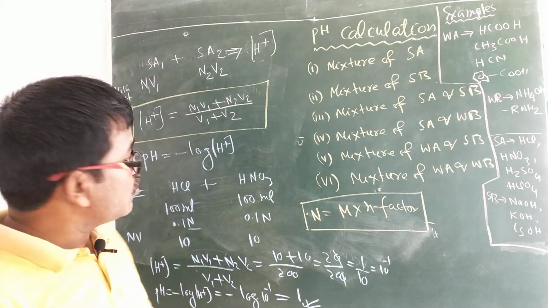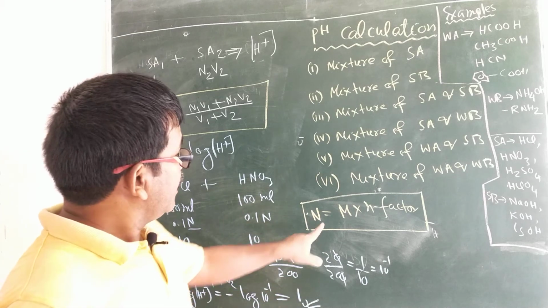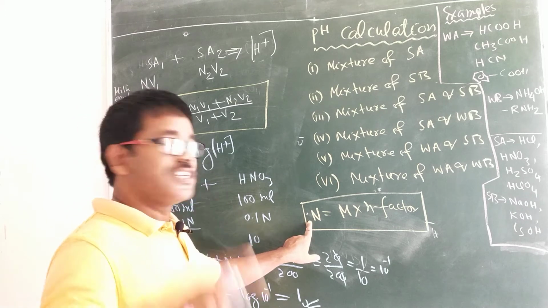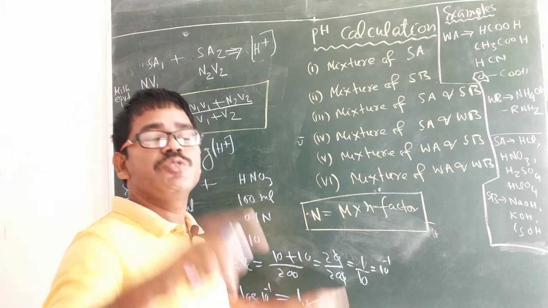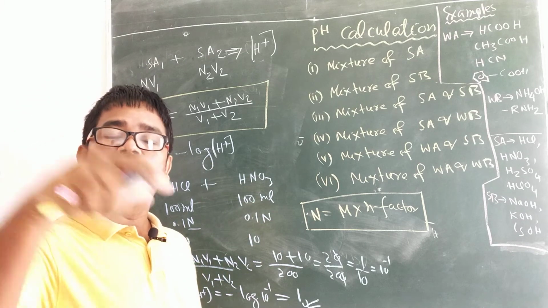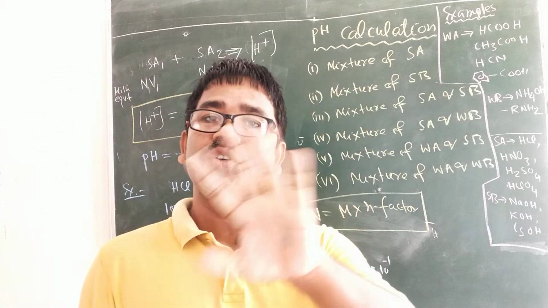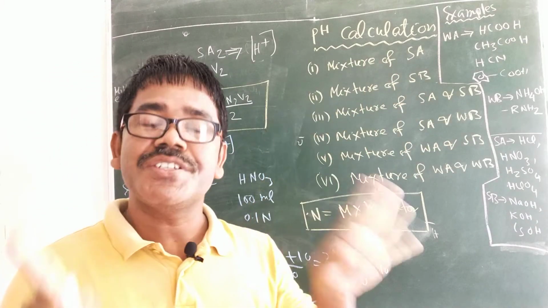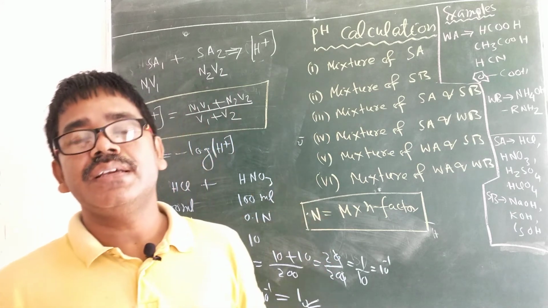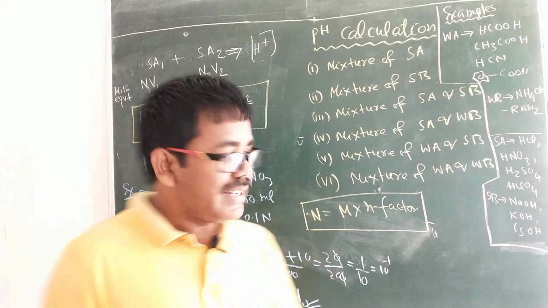Otherwise, you need to convert this molarity in terms of normality. Your concentration must be in terms of normality. That point you should keep in mind. If the question is given in terms of molarity, you need to convert it in terms of normality. If n factor is the same, normality and molarity are both the same. If n factor is not equal to 1, normality equals molarity into n factor. Clear? I can take an example.